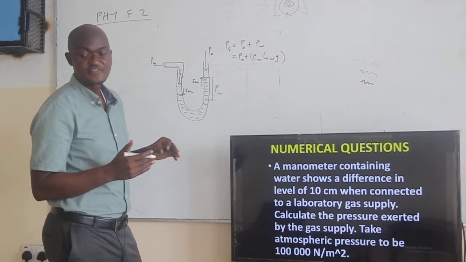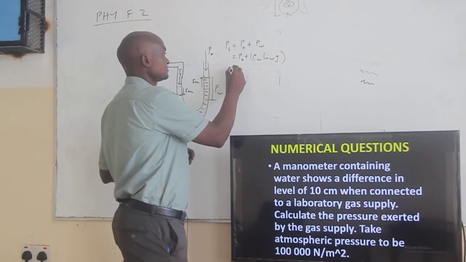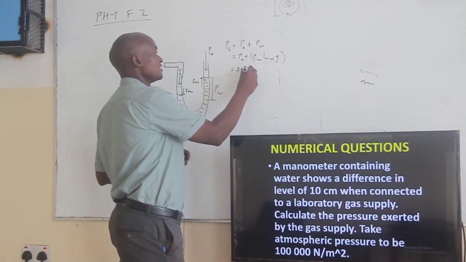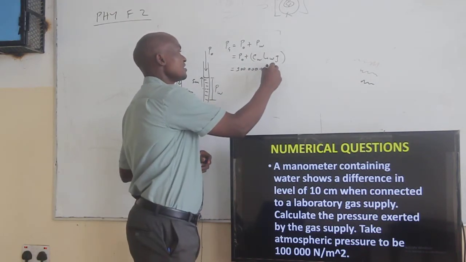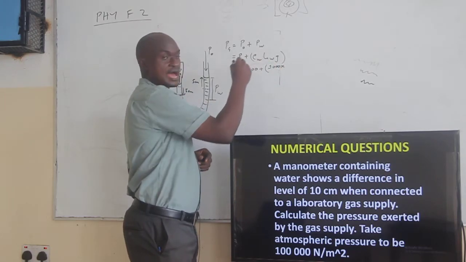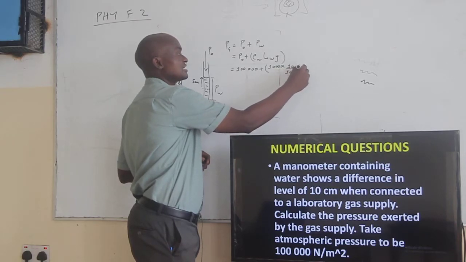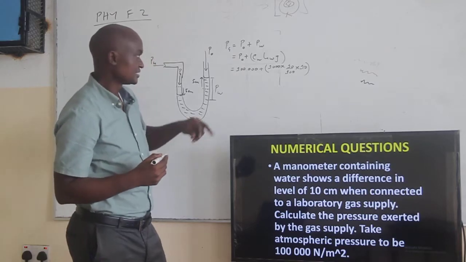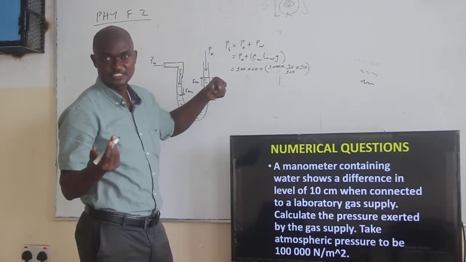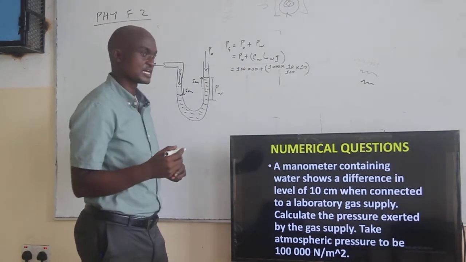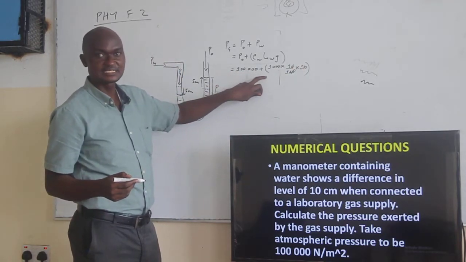Then we substitute the facts that we already have here. That means this will be 100,000. Density of water will be 1,000. Height of water will be 10 over 100, while gravity shall be 10. So gravity is a constant, 10 newtons per kilogram. Height is 10 centimeters, we divide by 100, to get meters, while the density of water is 1,000. So what happens here? We do our cancellation, we get it to be 100,000 plus 1,000.